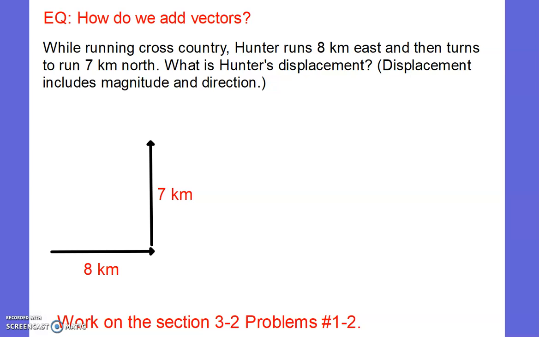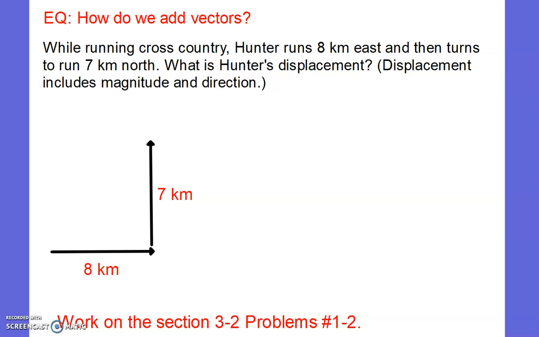In this tutorial, we are going to learn how to add two vectors that are at 90-degree angles with one another. So our question is, how do we add vectors? And in this problem, we have, while running cross-country, Hunter runs 8 kilometers east and then turns to run 7 kilometers north. What is Hunter's displacement?